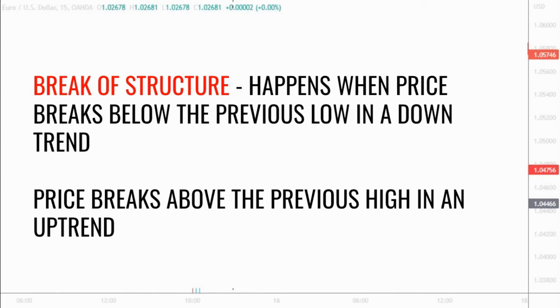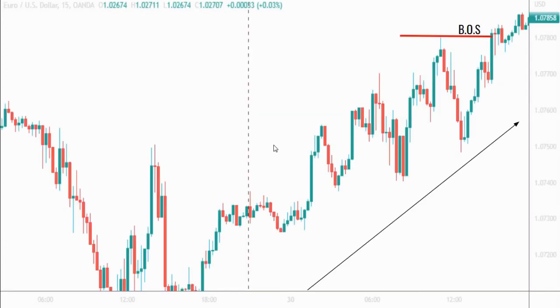Now, this might be confusing, so let me give you an example. A break of structure in an uptrend happens when price moves above the recent high. So previously, when we determined our trading range, we established that this was our high and this was our low, and these were the recent highs and low.